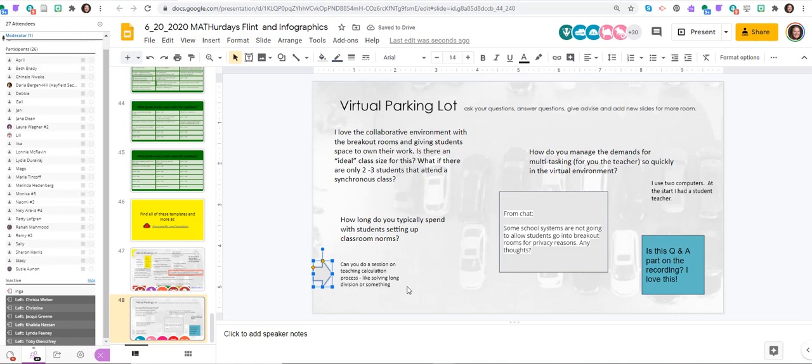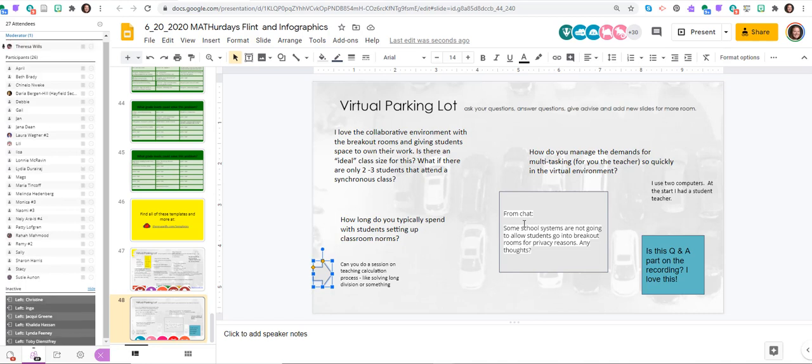Do you have a session on teaching calculation process, like solving long division? No, I don't typically go through any kind of teacher-led instruction because I can usually find all the strategies that I'm looking for in student work. So sometimes people ask me, do you have a document camera? Do you pre-record lessons? And part of my pedagogical philosophy is to let it be student-oriented.